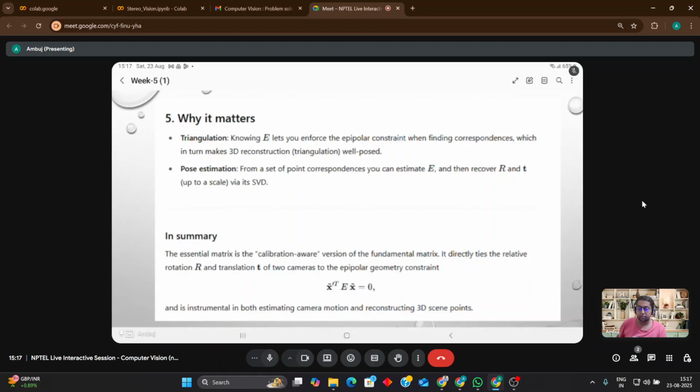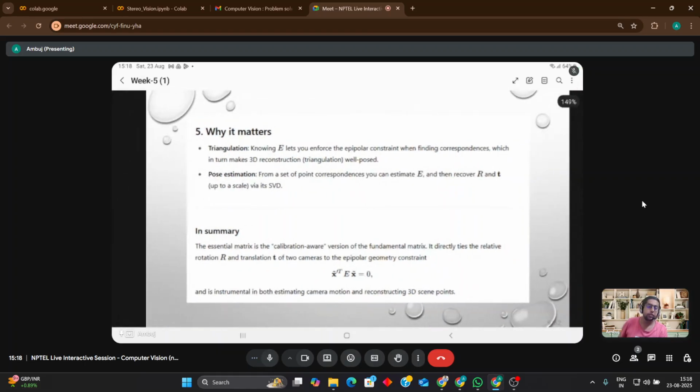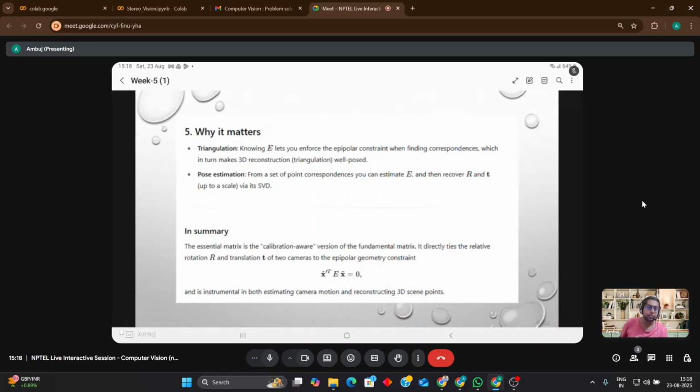In summary, the essential matrix is the calibration-aware version of the fundamental matrix. It directly ties the relative rotation R and translation T of two cameras to the epipolar geometry constraint, which is x dash transpose E x equal to 0. It is instrumental in camera motion and 3D reconstruction of 3D scene points.